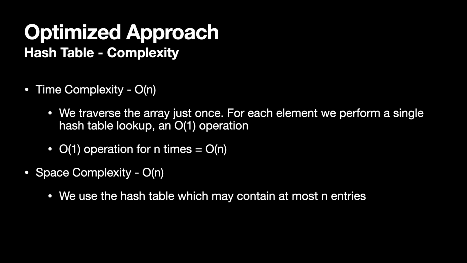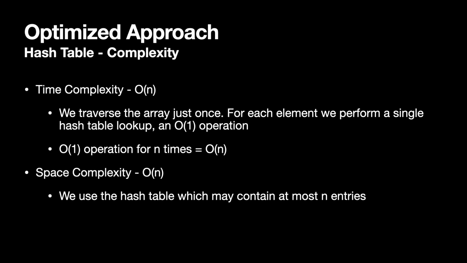Using this approach, we have a time complexity of O of n, because we traverse the array just once, and for each element we perform a single hash table lookup, which is an O of 1 operation. Our space complexity will also be O of n, and that is because we use the hash table, which may contain up to n entries.